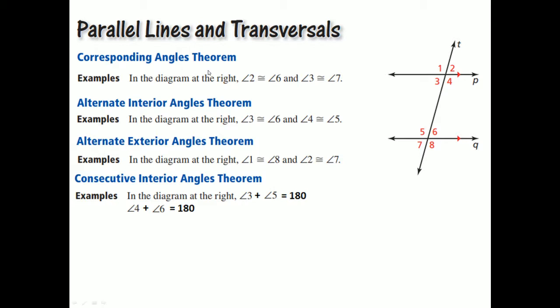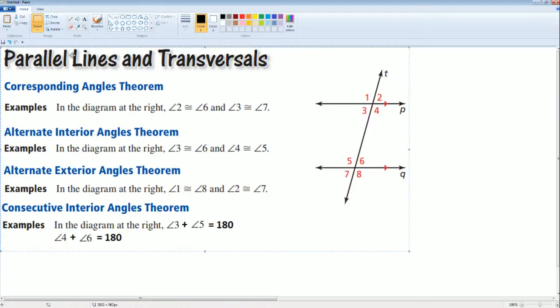So the first one, corresponding angle theorem. This is when angle 2 and angle 6 are the same, and angle 3 and angle 7 are the same, right? So if you would like to see this in Paint, I could bring it up for you, okay? What the corresponding ones are is what you get when you slide the line. So let me show you. If you slide this line on top right here, 1 will match up with 5, 2 will match up with 6, 3 will match up with 7, and 4 will match up with 8. Right, those are all your corresponding angles.